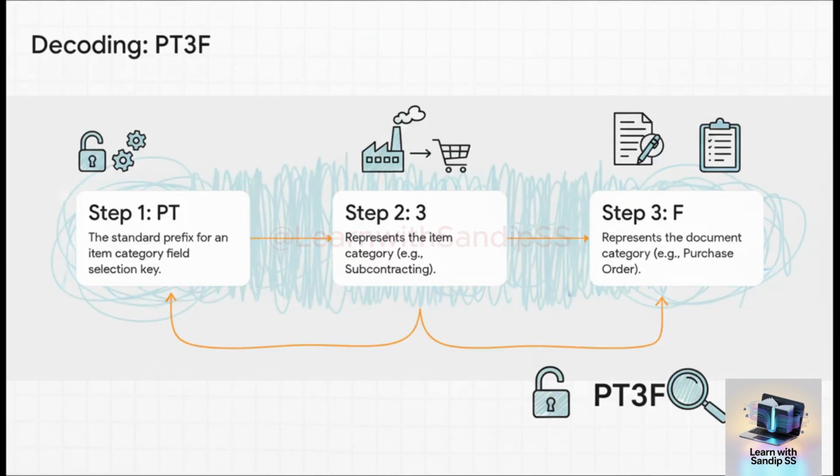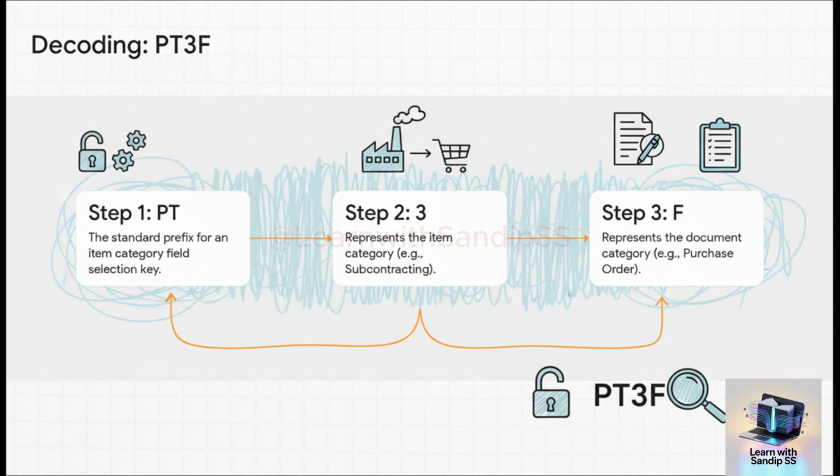Now, I know these codes, like the PT3F you see here, can look like a bunch of random letters and numbers, but trust me, there's a method to the madness. Let's just break this one down real quick. The PT at the beginning, that's just the standard prefix. Tells SAP what kind of key it is. The 3, that's SAP's internal code for the subcontracting item category. And the F at the end, that just means it's for a purchase order.